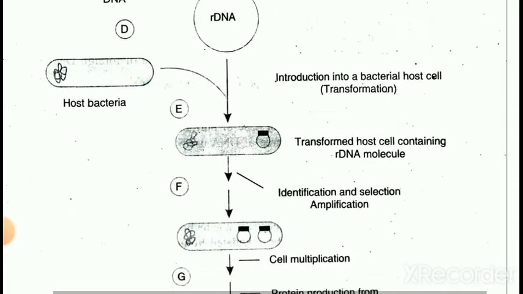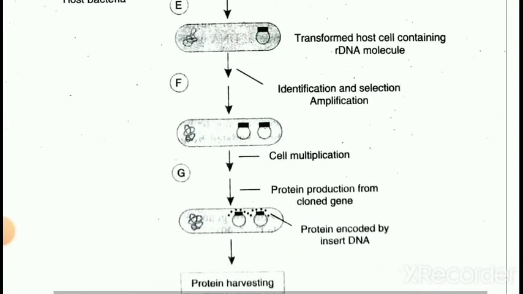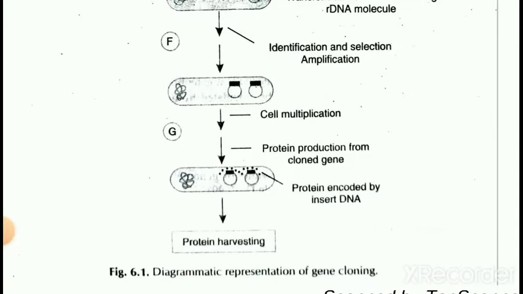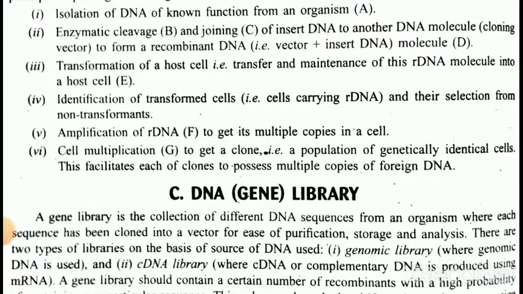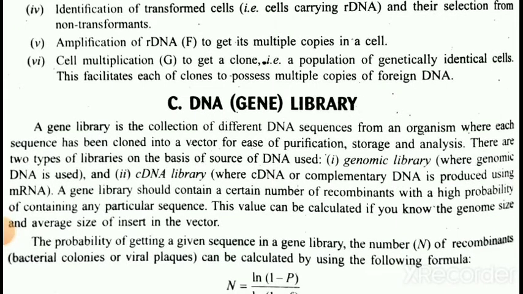3. Transformation of a host cell, i.e. transfer and maintenance of this rDNA molecule into a host cell E. 4. Identification of transformed cells, i.e. cells carrying rDNA, and their selection from non-transformants. 5. Amplification of rDNA F to get its multiple copies in a cell. 6. Cell multiplication G to get a clone, i.e. a population of genetically identical cells. This facilitates each of the clones to possess multiple copies of foreign DNA.